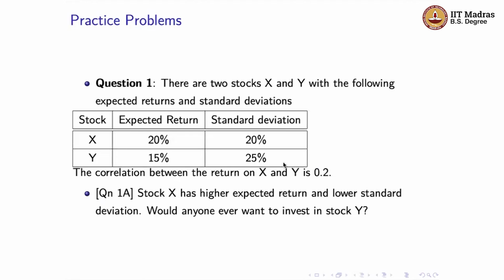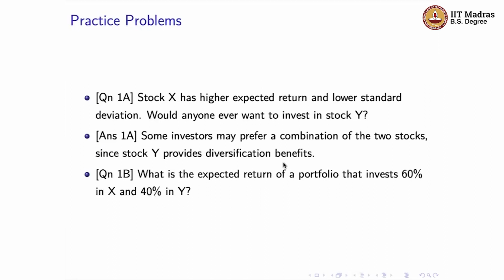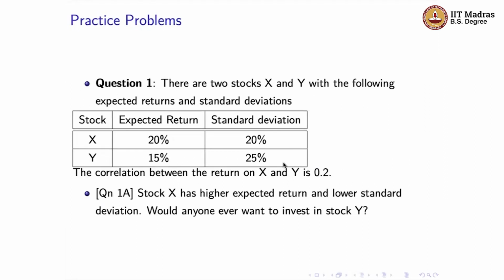So you should convert everything to decimal, by the way, to be consistent. That is a common mistake that people make, thinking that 20% is equal to 20. That's not the case, right? So 20% is 20 by 100, so that's 0.2, right?